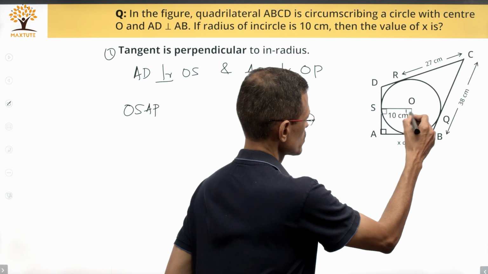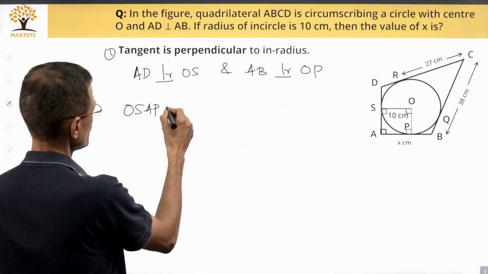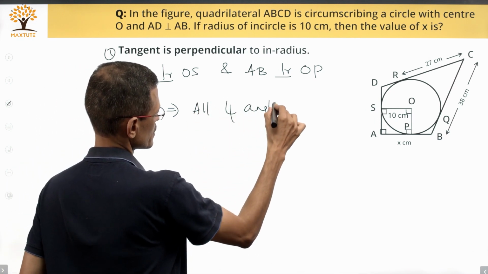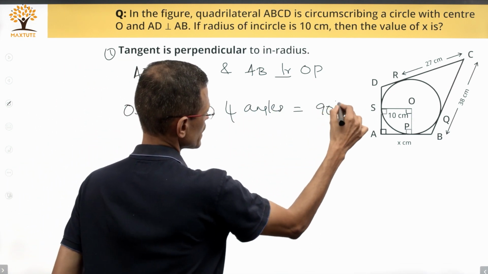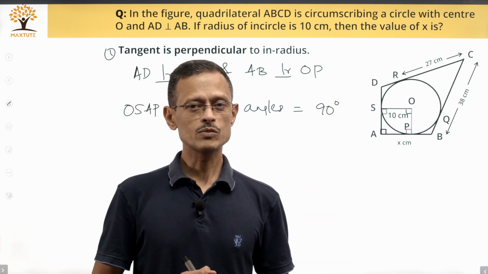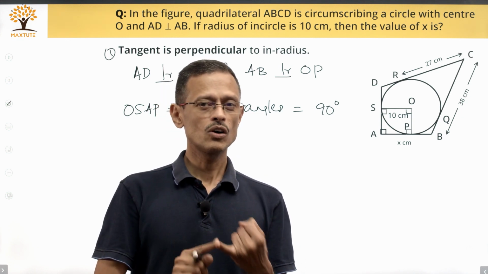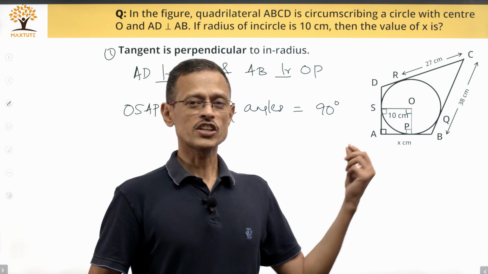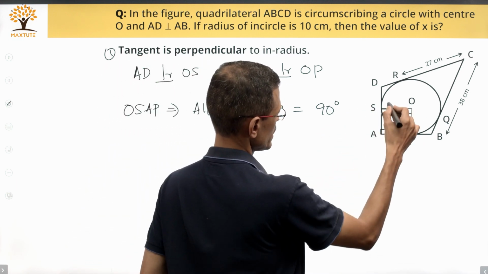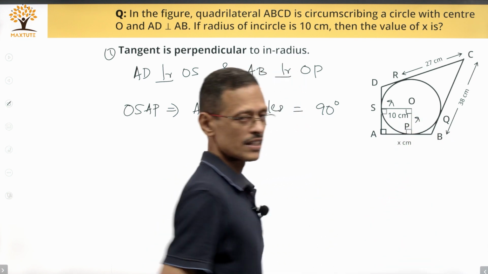So, this is also equal to 90 degrees. So, in quadrilateral OSAP, we know that all 4 angles are equal, and all of them are equal to 90 degrees. What kind of a quadrilateral will have all angles being 90 degrees? There are 2 possibilities. It's either a rectangle or it's a square. So, let us check out which one is OSAP, right? OS is radius, which is equal to 10 centimeters. OP is also radius, which is equal to 10 centimeters.